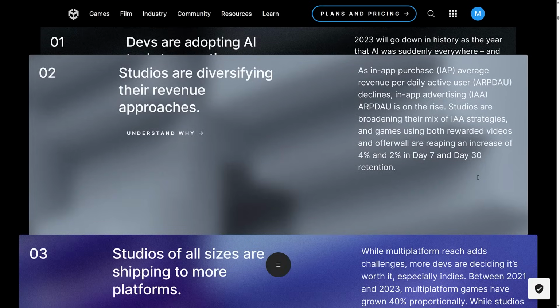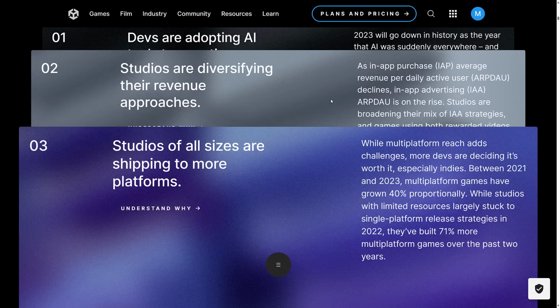Then we get into some of the other areas. This is one of those areas where you're not going to be able to get a lot of insight normally. This is Unity opening up their back-end server data to come up with this, and that is on things like in-app purchases. So in-app purchase average per daily user declines in revenue, but in-app advertising is on the rise. So this is about how people are basically monetizing their games and trends there.